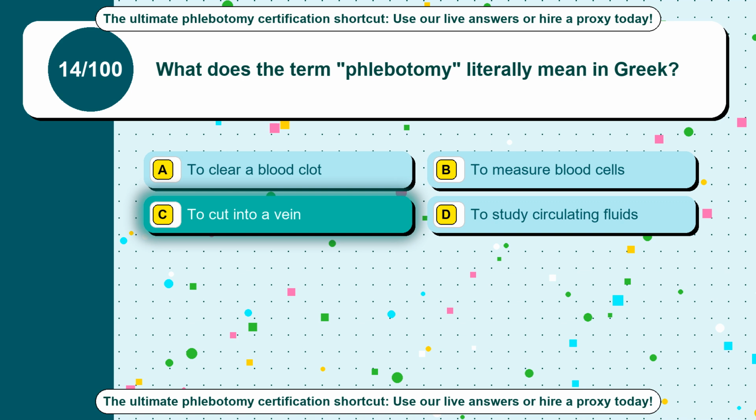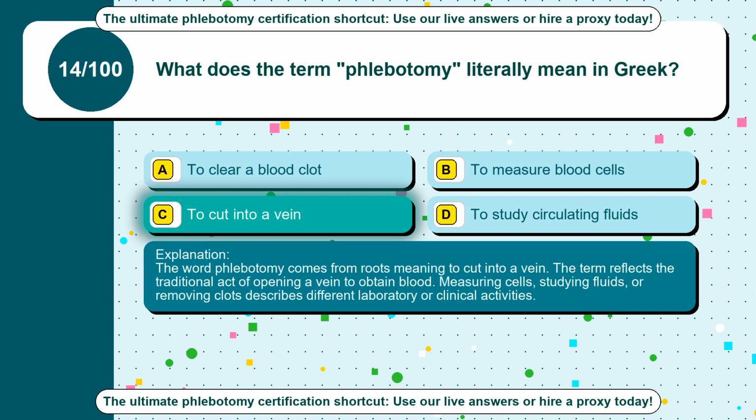The correct answer is option C. To cut into a vein. The word phlebotomy comes from roots meaning to cut into a vein. The term reflects the traditional act of opening a vein to obtain blood. Measuring cells, studying fluids, or removing clots describes different laboratory or clinical activities.